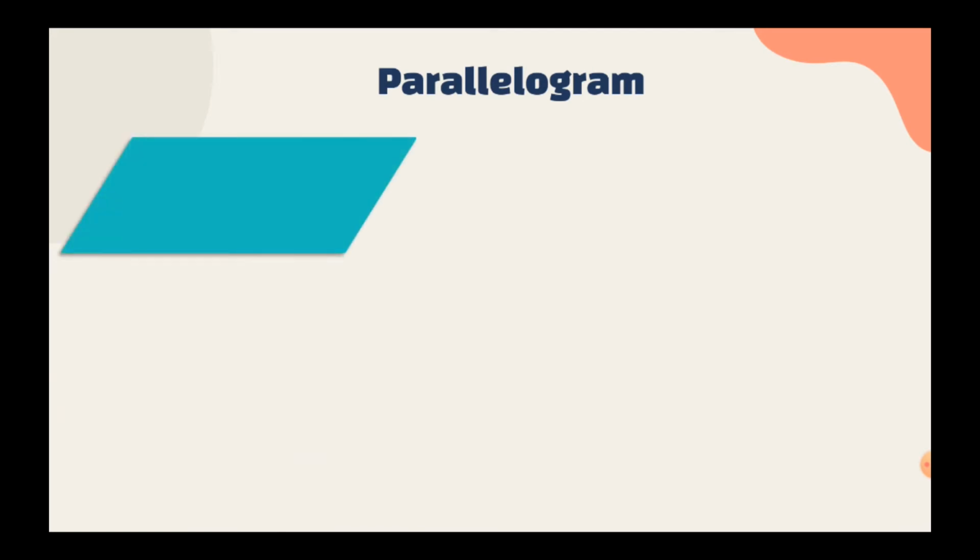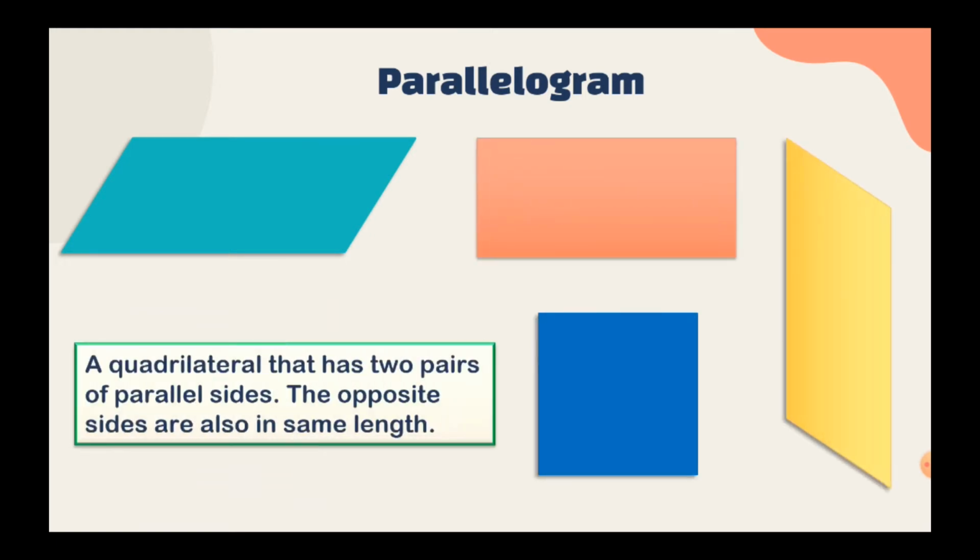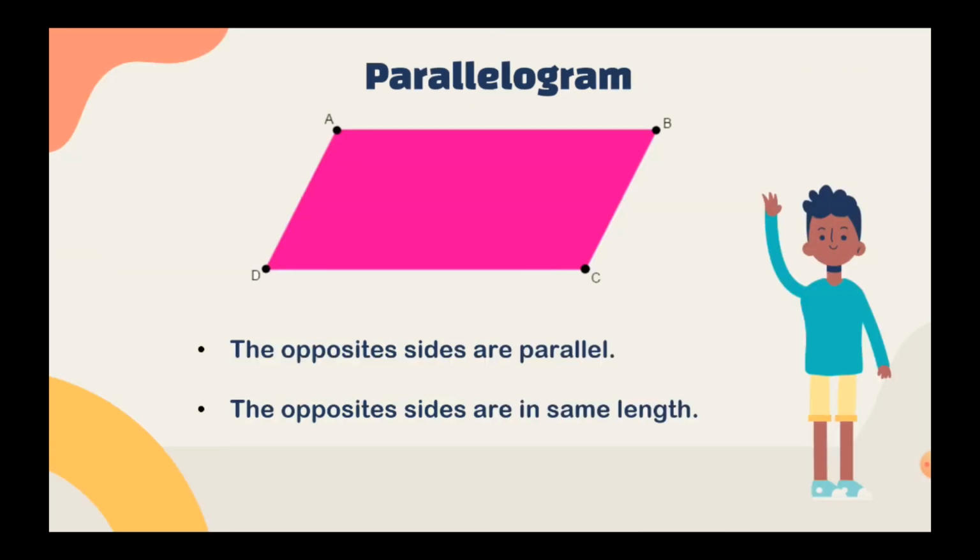This is a parallelogram. A parallelogram is a quadrilateral that has two pairs of parallel sides, and the opposite sides are also the same length. So, a parallelogram has two main properties. The first one is that the opposite sides are parallel, and the opposite sides are the same length.